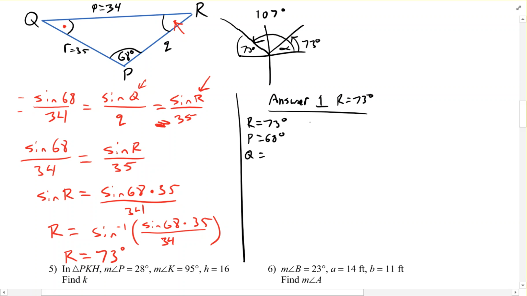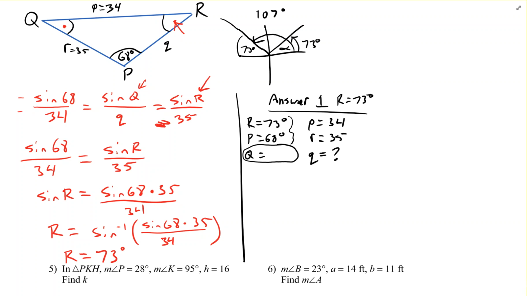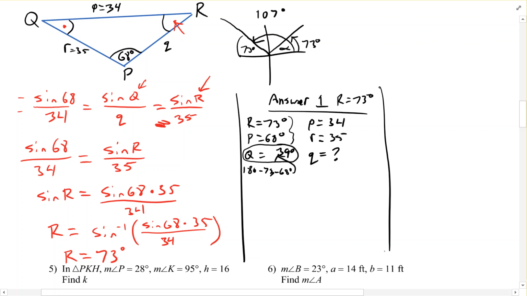What about for the letters? We know P is equal to 34. We know R is equal to 35. And Q is what we're after, right? That's the one we want to find in the end. Well, we can figure out what Q is here by just going 180 minus these two things up here. That's going to tell us what Q is for that one. So if we do that, you would go 180 minus 73 minus 68, and you would get 39 degrees for that one. So for this situation, for this answer.